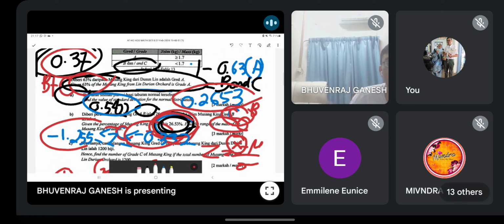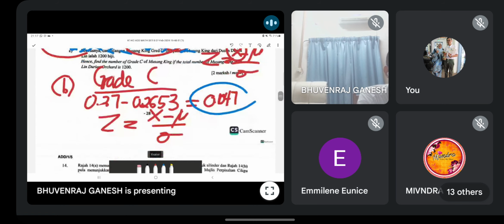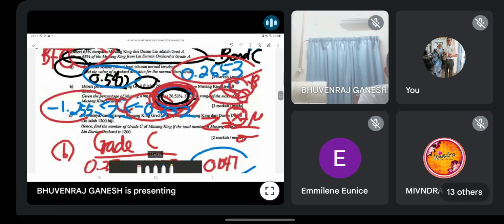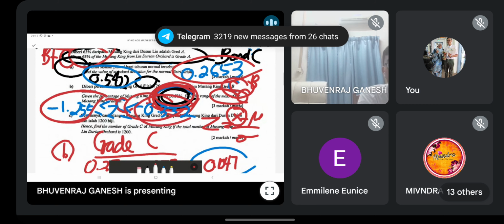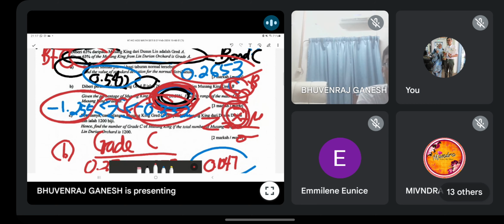That's why 0.37 minus dengan yang B punya 0.2653. Based on the schema lah. Okay. Kalau tak, you can directly use 0.2653 to count your grade B. Okay. If you minus means you counting for grade C. Okay. So now you can convert all the value lah. Okay, yang kamu dapat dua nilai ni. Score Z this one and score Z this one.